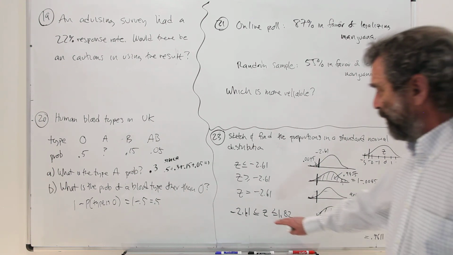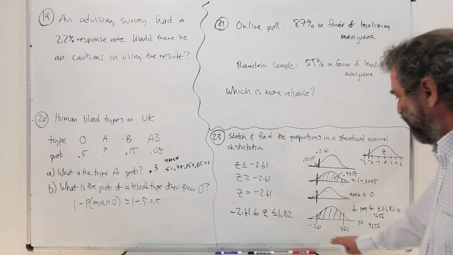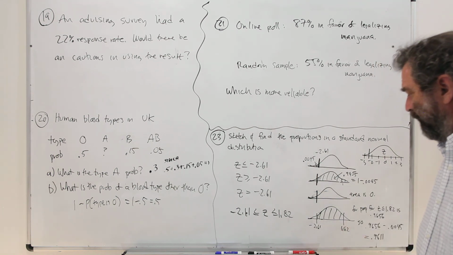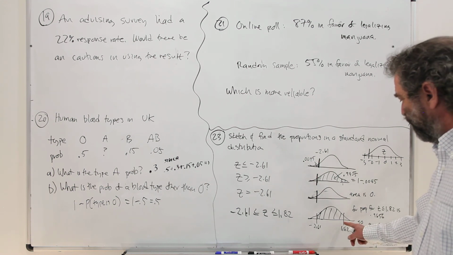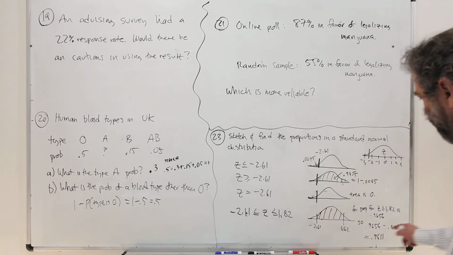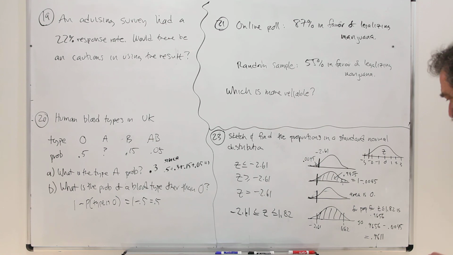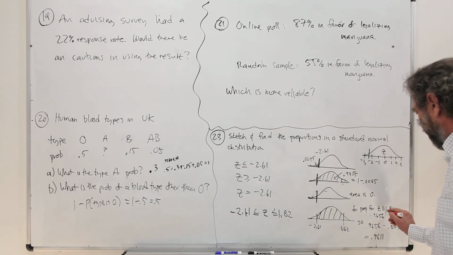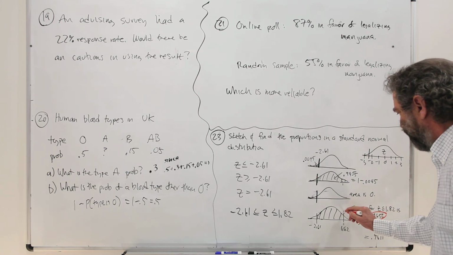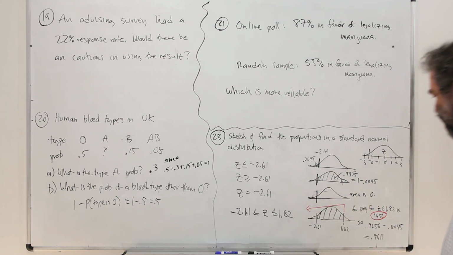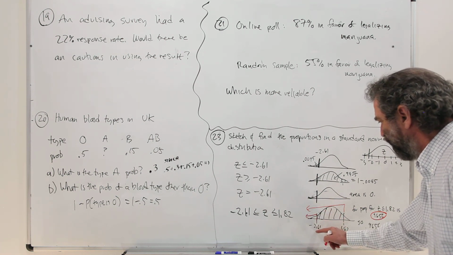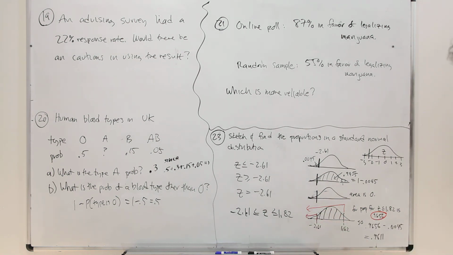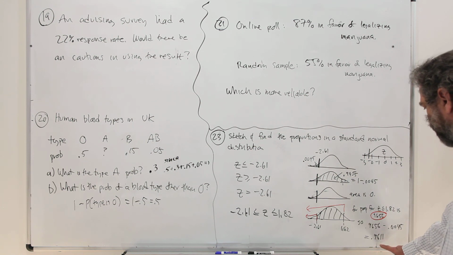And now we want to find the proportion between these two z-values. I have them indicated here. 1.81 would be close to 2 on this side. What we do is find the proportion less than 1.82, which we found from the tables to be 0.9656. So that would be from here back all the way like that, 0.9656. And we subtract off how much is at minus 2.61 and back, which was 0.0045. We do that and we get 0.9611.